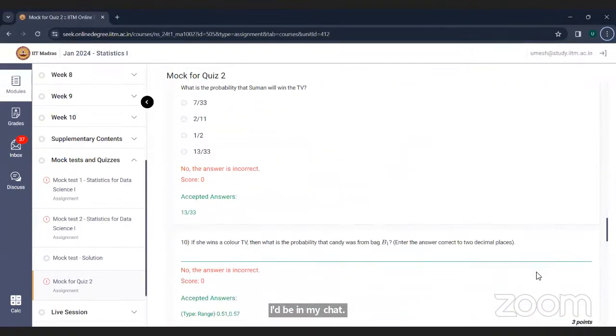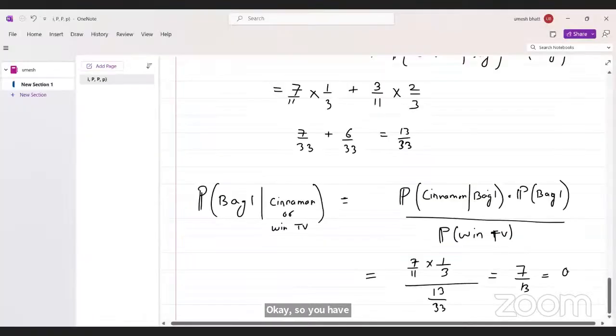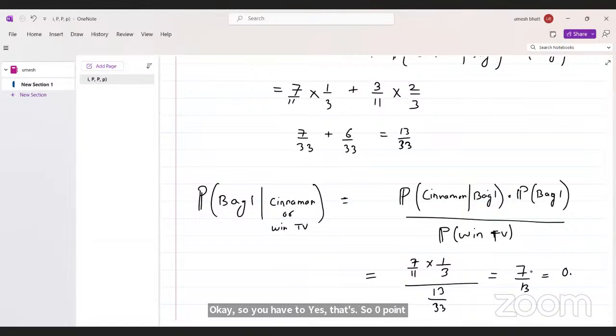Okay, so you have to write it in decimal point. So 0 point, what is it, 0.538.